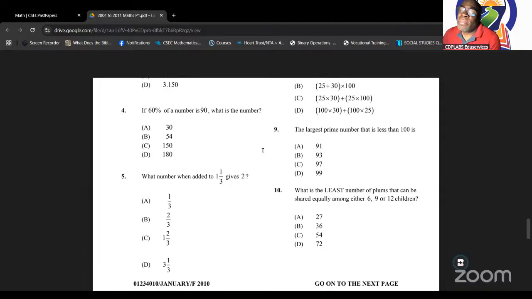So what is the least number of plums that can be shared equally among either 6, 9, or 12 children? So we've got the lowest common multiple. Basically what they're asking is the lowest common multiple of 6, 9, and 12. That's what they're really asking me. What would that answer be?